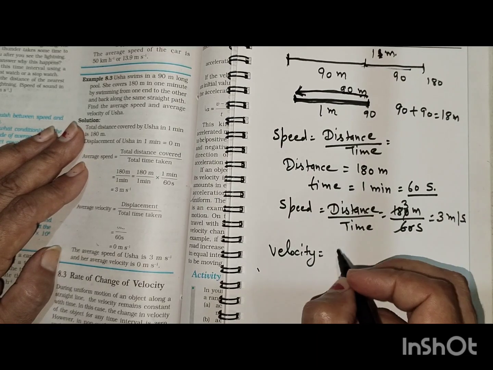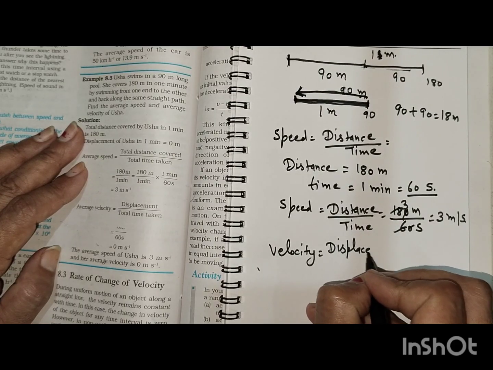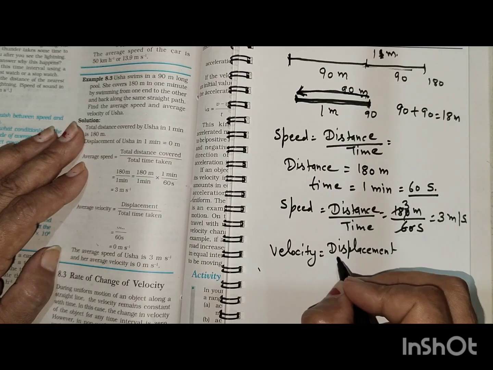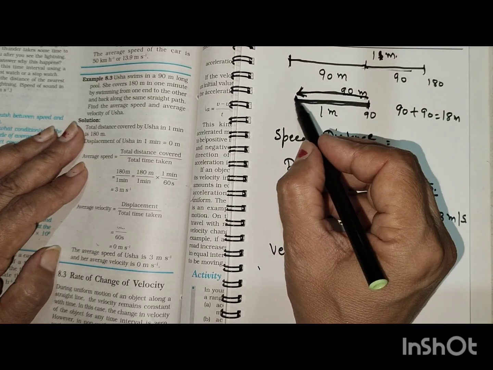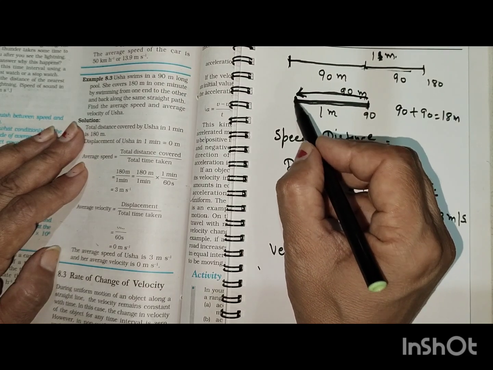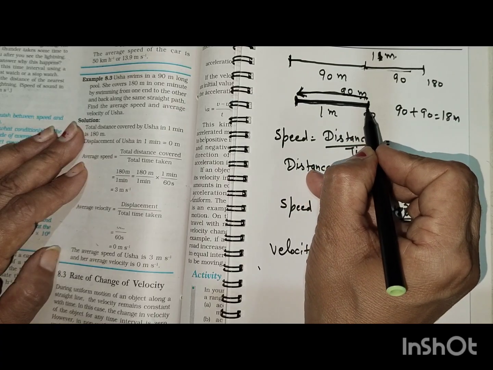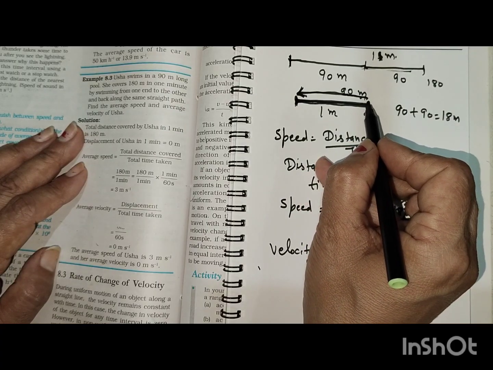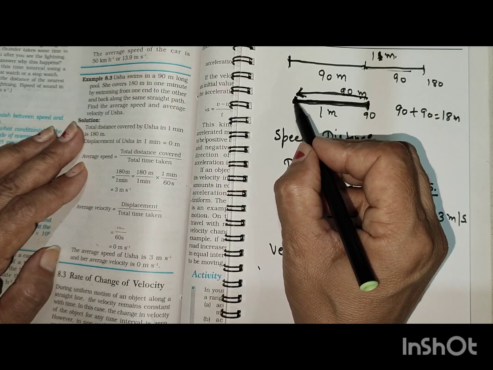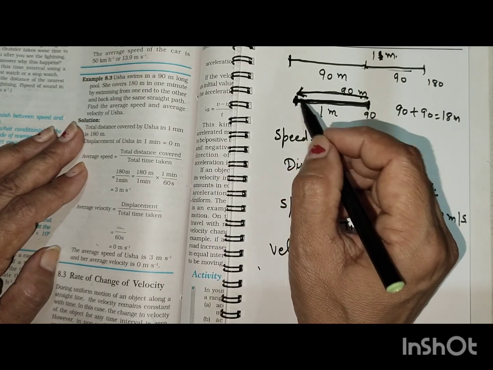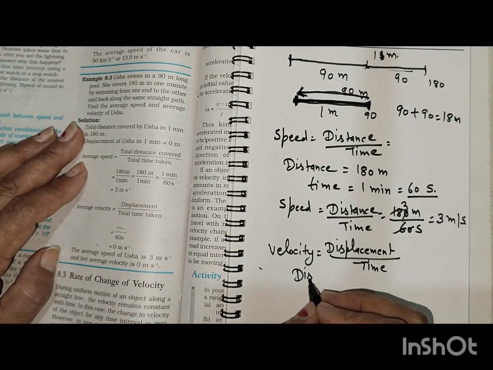Now the velocity. As you know, the formula of velocity is displacement by time. And here we will measure the displacement. Usha swims from the first point, the starting point, to 90 meters, and then again comes back in the same direction to the first point, the starting point. Then here the displacement is 0.